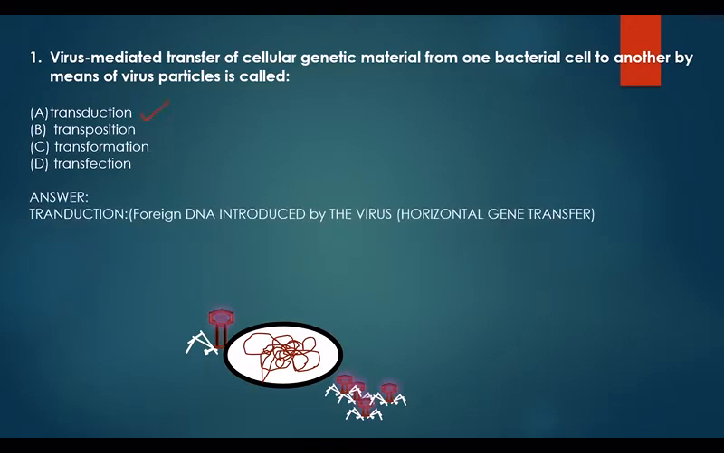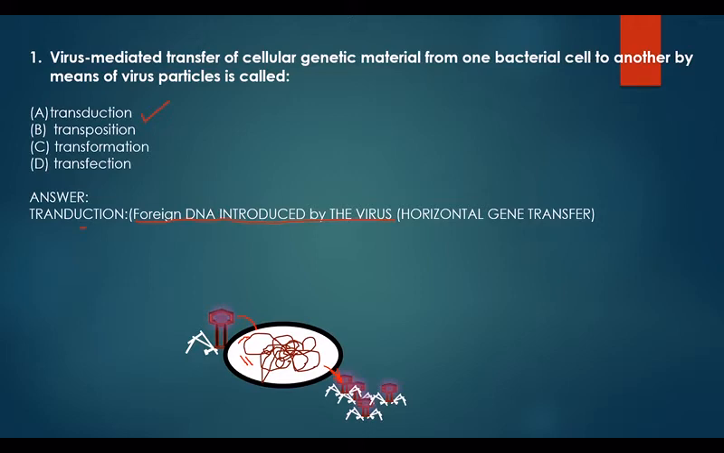transduction. It is the transfer of foreign DNA introduced by the virus into the E. coli or some kind of bacteria. So this is known as horizontal gene transfer. Here you can see T2 phage which infects the bacteria. Here only the DNA is introduced into the E. coli and then it produces proteins and replicates its DNA and then assembles and produces the progeny of the phage. This process is known as transduction.